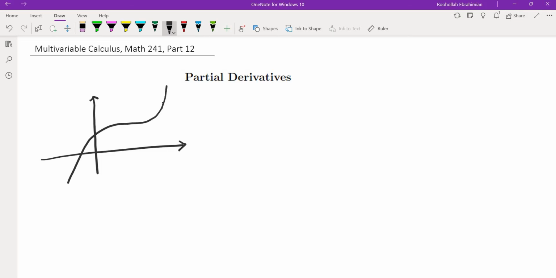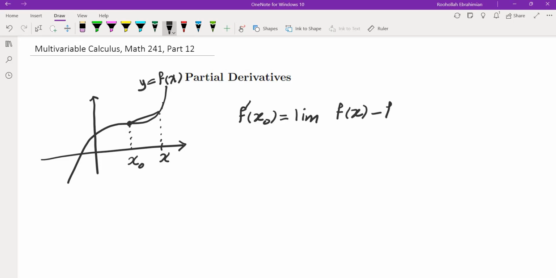If you have a function of one variable, the way we define the derivative at some point, maybe x naught, is we take a point x close to x naught and evaluate the average rate of change. If this is y equals f of x, then the derivative at x naught is evaluated by taking the limit of rise over run. So this is rise and this is run. As x approaches x naught, it gives us the slope of the tangent line to the curve at this point.